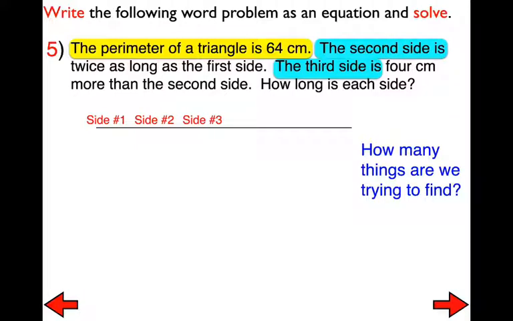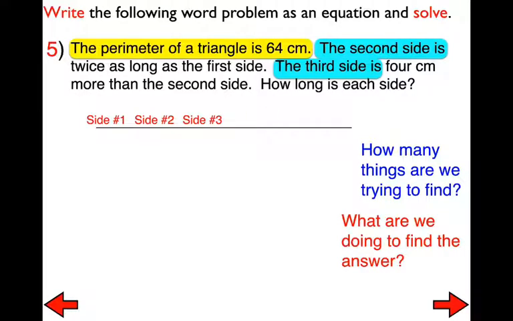Or in fact, you should write this down. So we're going to assume side number 1 is the smallest side, so we will make that x. And once again, we're adding to find the answer since we're finding the perimeter. Now for side number 2, we go to the second sentence.